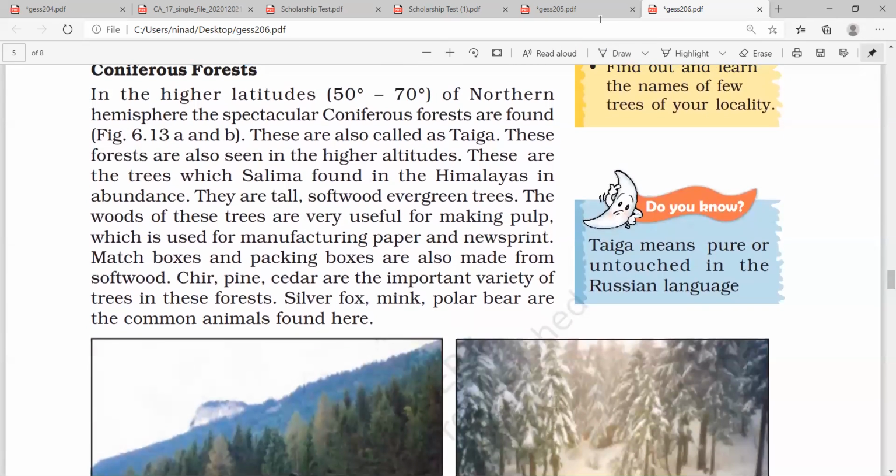Coniferous forest. These are found at higher altitude. Coniferous is a kind of adaptation to reduce the snowfall on them. When the snow falls, it comes to the ground and does not hang on the trees. That is known as coniferous forest. They are tall, soft, evergreen, and mainly used for paper and newsprint. Examples: chir, pine, cedar.